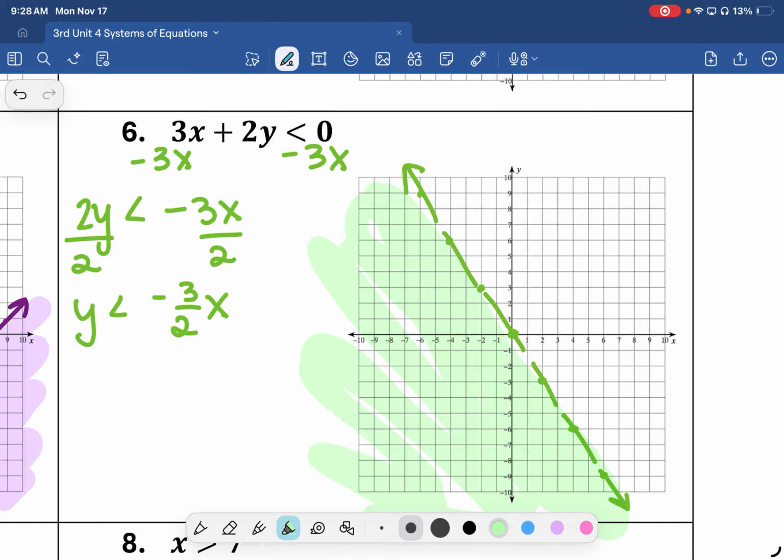All right, so whenever we look at this one, we have to start by putting it in slope-intercept form. So we subtract 3x on both sides. We get 2y is less than negative 3x. Divide both sides by 2. So we get y is less than negative 3/2 x. Why did the inequality not flip? We divided by a positive, so it does not change it. Okay, and then it should be a dashed line shaded below, because it is y is less than.